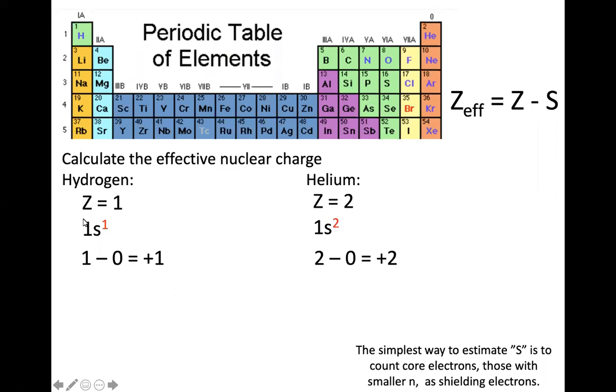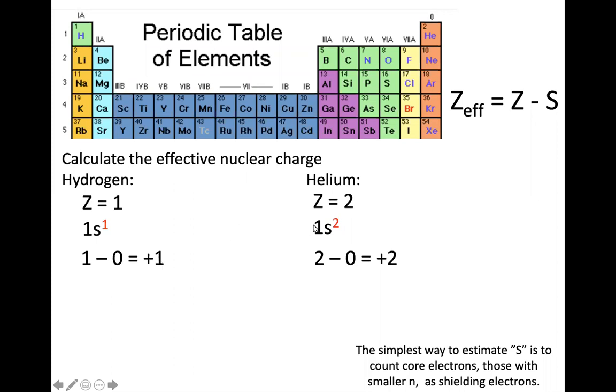The electron configuration would be 1s1. What would be the effective nuclear charge acting on that? There's one proton. There are no other electrons shielding it. So I'd say the effective nuclear charge on that electron in hydrogen is +1.